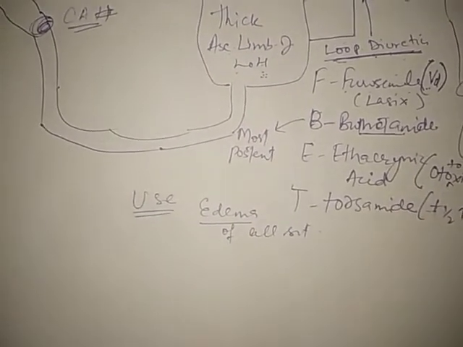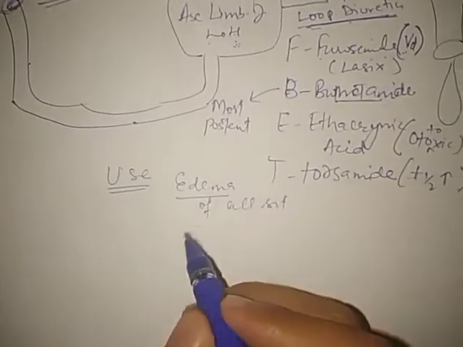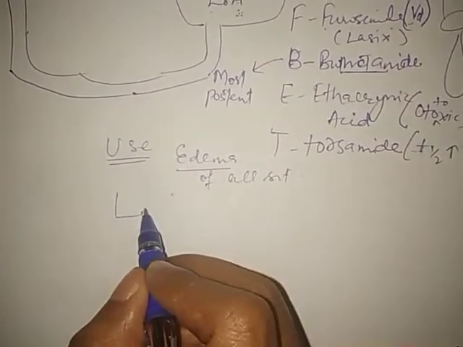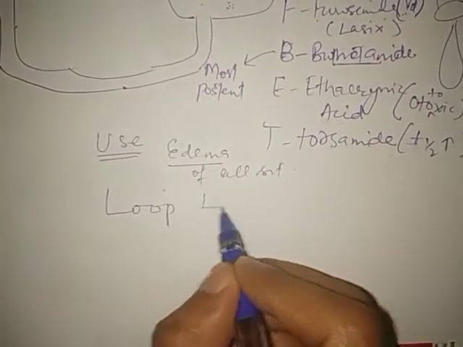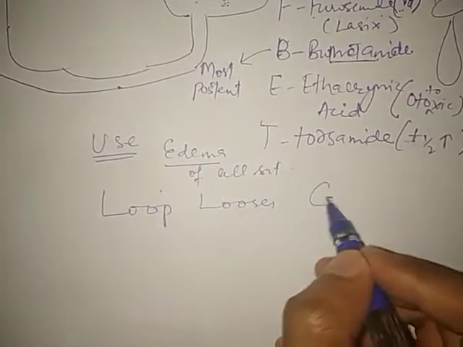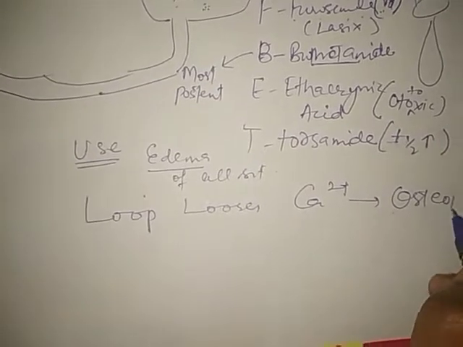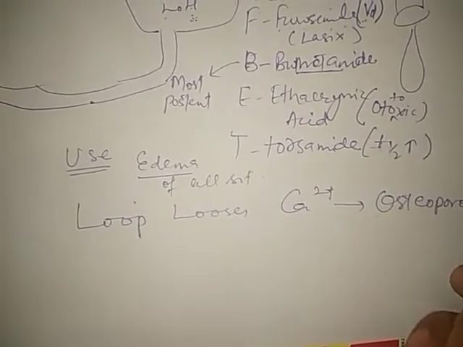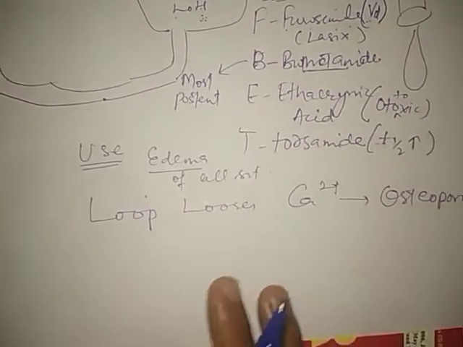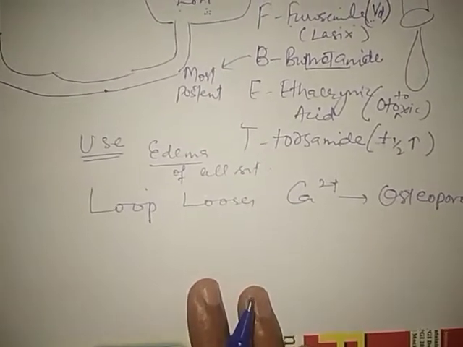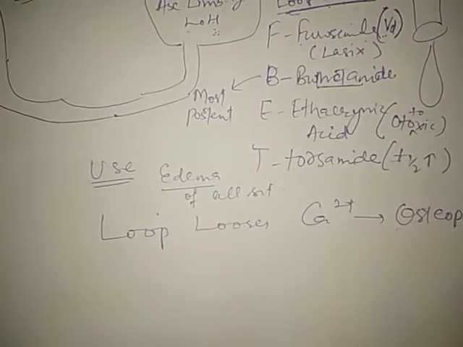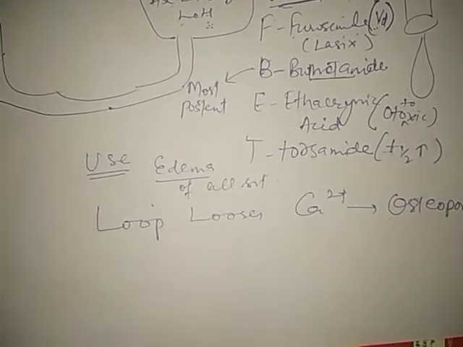Loop diuretics lose the calcium. This is an important thing: loop loses calcium, so it causes osteoporosis. While thiazide gains the calcium, loop loses the calcium. This is another thing you have to remember.